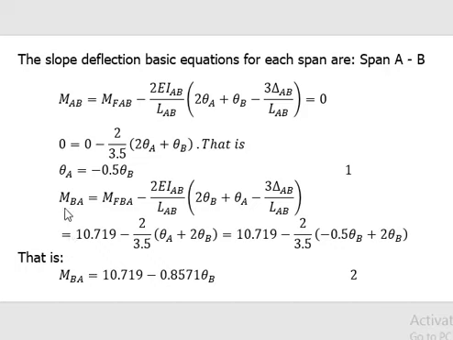Then for MBA, I write the equation for it using that equation 6. Then I substitute the fixed end moment for MFBA. Then delta is 0, so wherever I have delta, I put 0. That's why you're not seeing delta here. Continuing the solving, that gives me this. Simplifying further, I have MBA equals 10.719 minus 0.8571 theta B. I write it down.